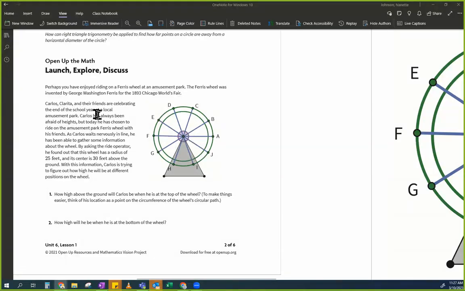So Carlos, Clarita, and their friends are celebrating the end of the school year at a local amusement park. Carlos has always been afraid of heights, but today he has chosen to ride on the amusement park Ferris wheel with his friends. As Carlos waits nervously in line, he has been able to gather some information about the wheel. Okay, legit, this is how Miss Johnson is. Like, she thinks about math whenever she's around. By asking the ride operator, he found out that the Ferris wheel has a radius of 25 feet. What's a radius again? Remind me what a radius is.